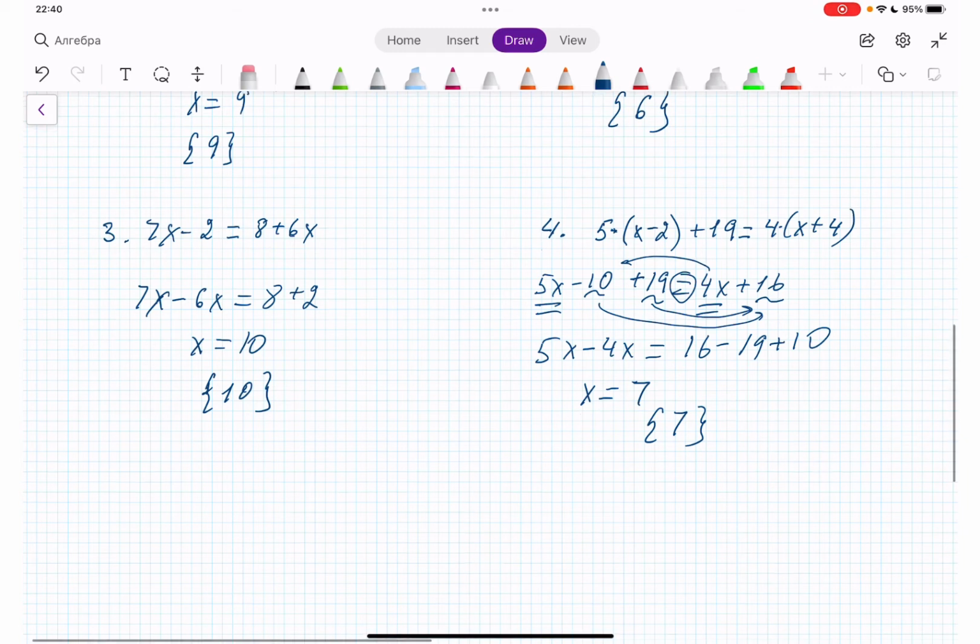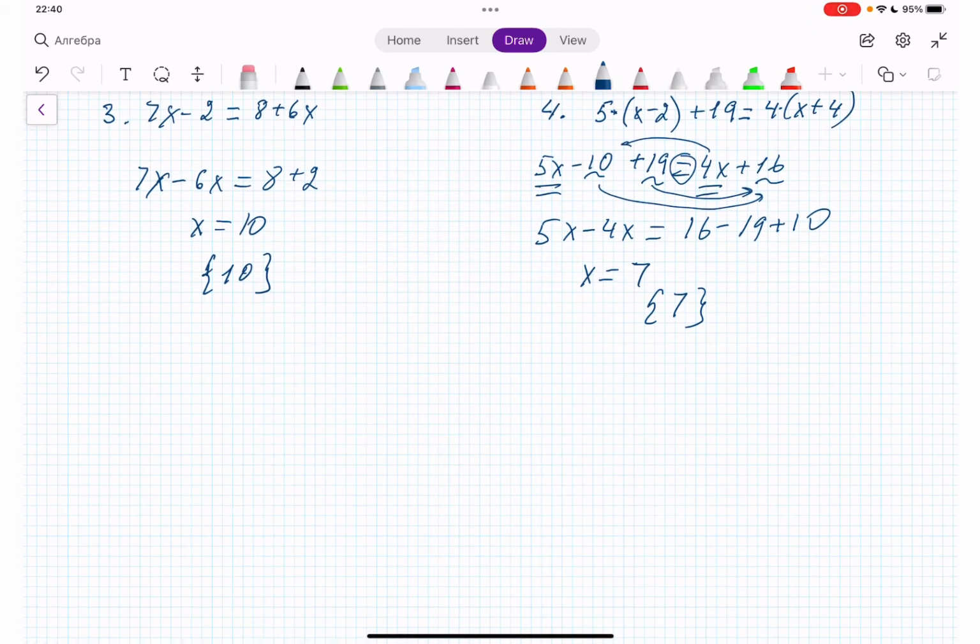Number 5. So what do we have? 5 times x minus 6, minus 6 times x minus 5, equal x plus 5 and minus x minus 2.